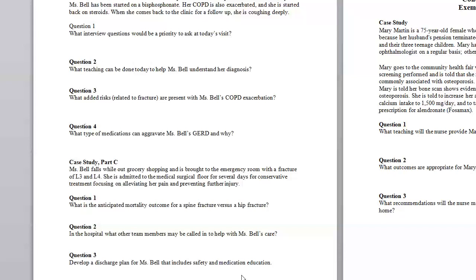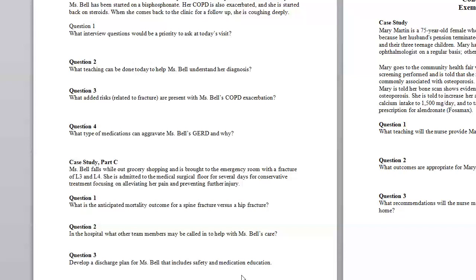So question 1 is, what is the anticipated mortality outcome for a spine fracture versus a hip fracture? Vertebral fractures may occur more than twice as often as hip fractures in the client with osteoporosis. Vertebral fractures, however, have not been shown to increase client disability or mortality, but the persistent pain and associated changes in posture may restrict the client's activities or interfere with her normal activities of daily living.